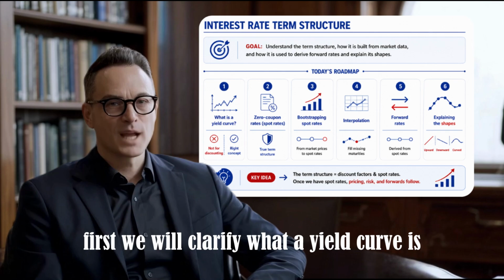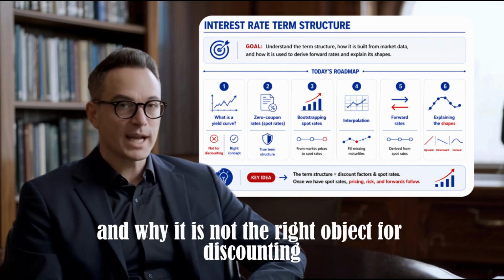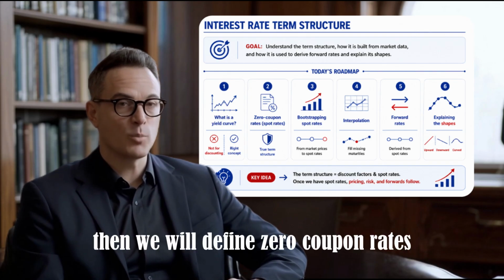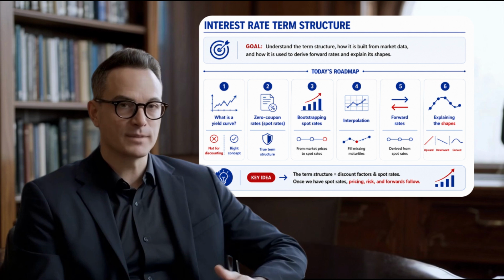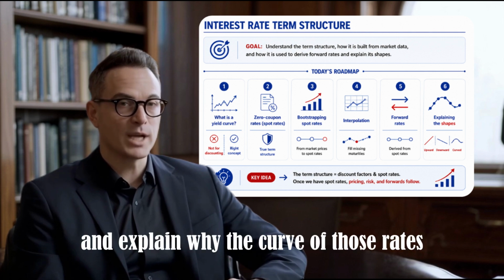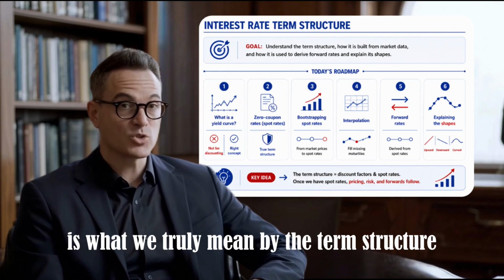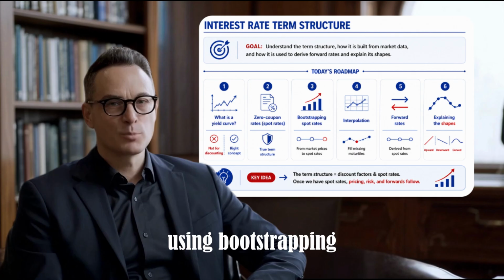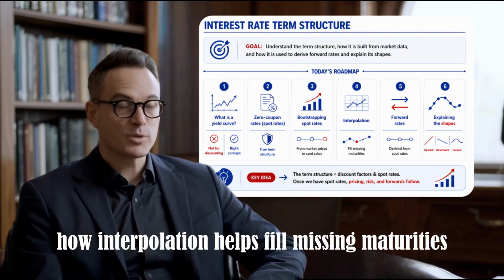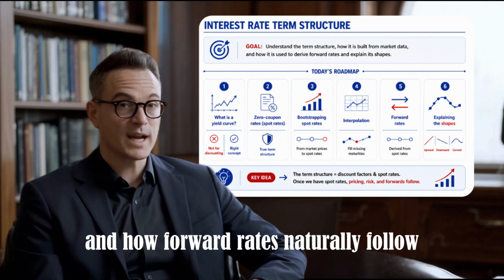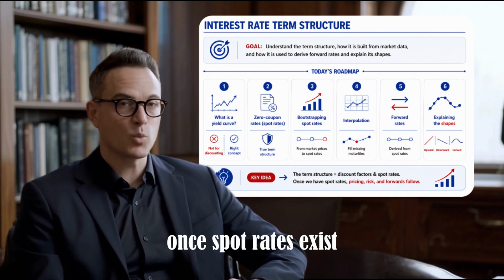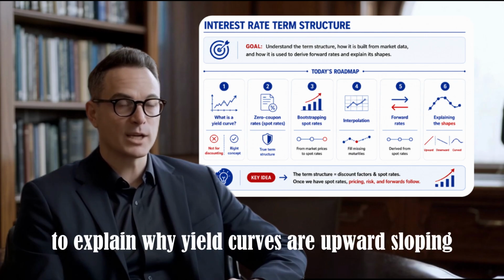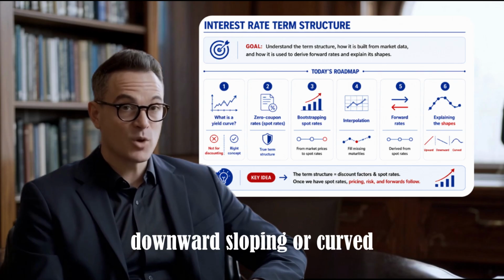First, we will clarify what a yield curve is and why it is not the right object for discounting. Then, we will define zero coupon rates, also called spot rates, and explain why the curve of those rates is what we truly mean by the term structure. After that, we will see how spot rates are obtained in practice using bootstrapping, how interpolation helps fill missing maturities, and how forward rates naturally follow once spot rates exist. We will close with the main ideas used to explain why yield curves are upward sloping, downward sloping, or curved.